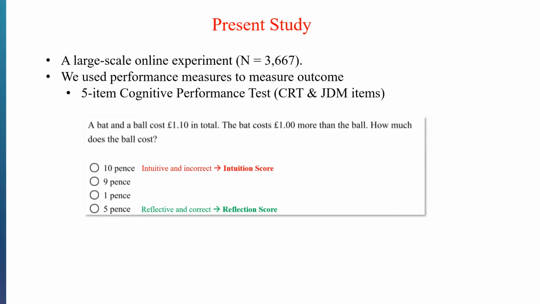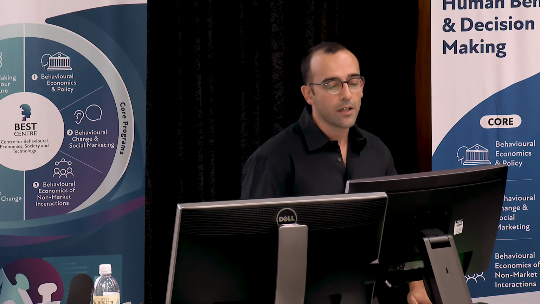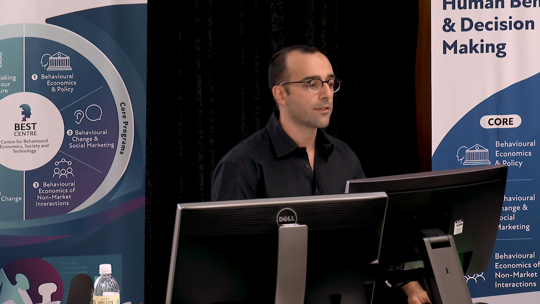And so we use these 2 different responses to come up with the reflection score, and on the other hand, the intuition score. And any other answer is basically both non-intuitive but still incorrect, and that gives us the error score. We'll focus first on the reflection score across these 5 questions, basically the correct answers to these 5 questions.